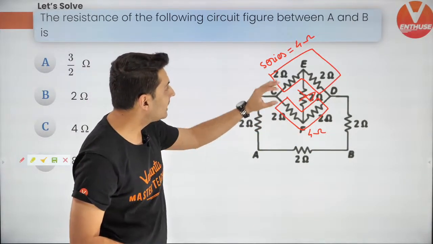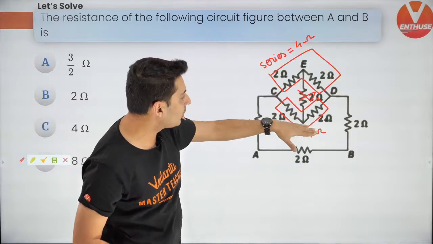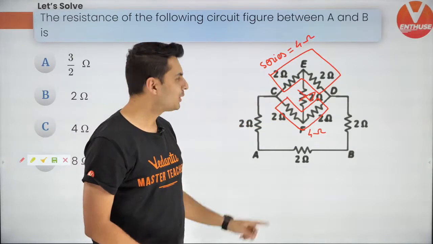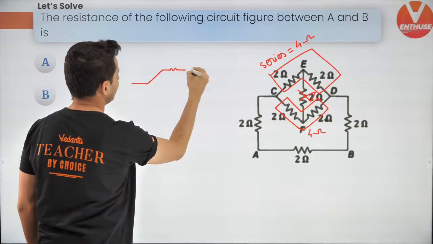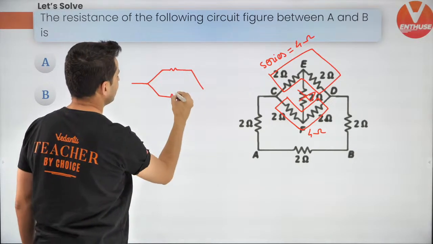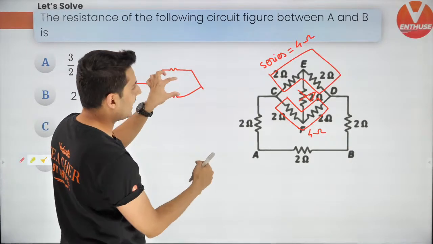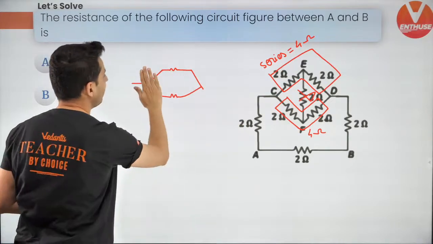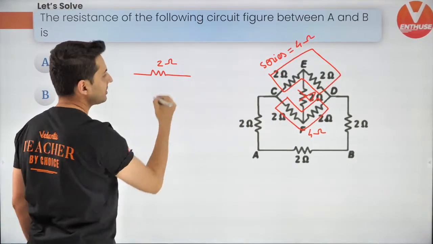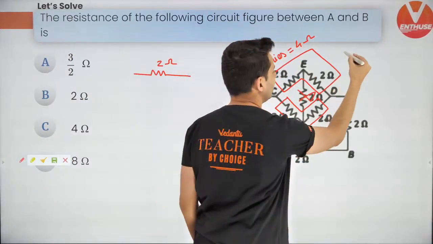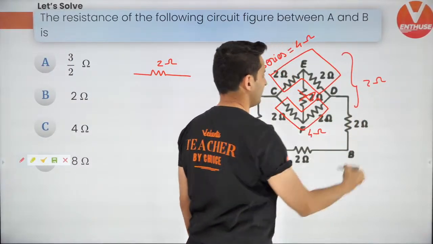Now, I hope you also see this 4 ohm and this 4 ohm are in parallel with each other. Do you see that? And if you do not, think about it. There is one resistor of 4 ohm here and there is one resistor of 4 ohm here. So they are both parallel. That means I can combine them into one single resistor of how many ohms? 2 ohms. So this together is just 2 ohms.